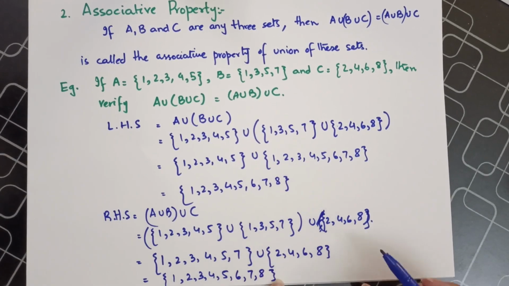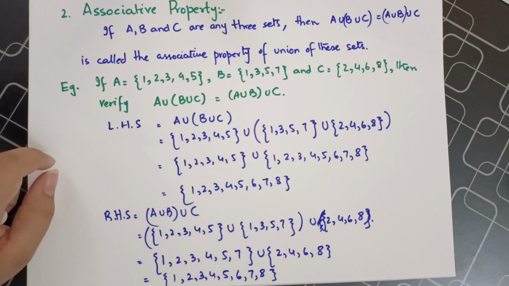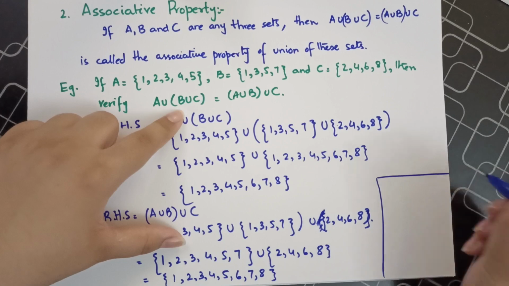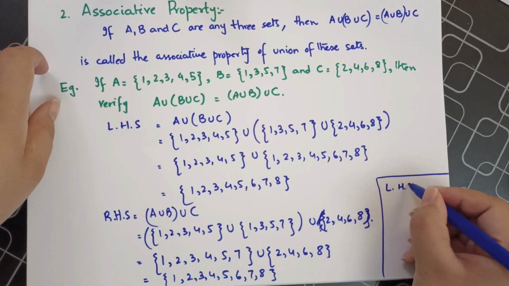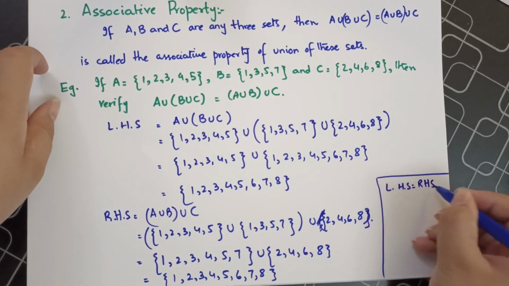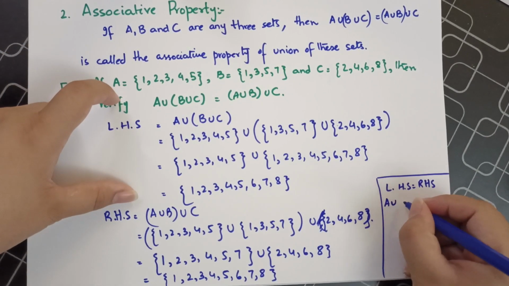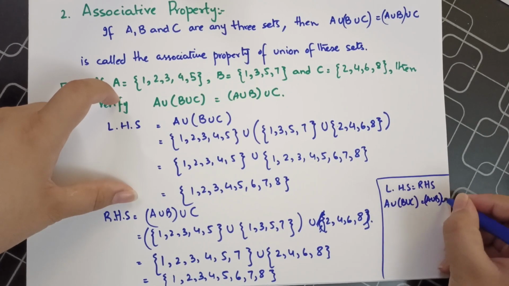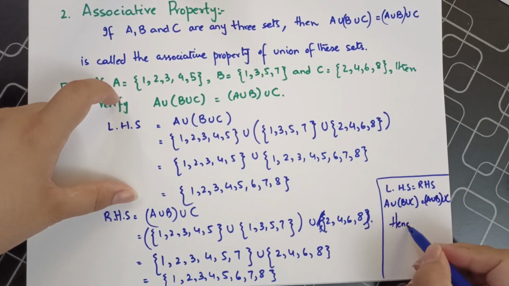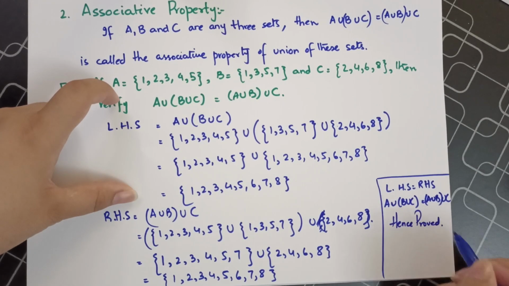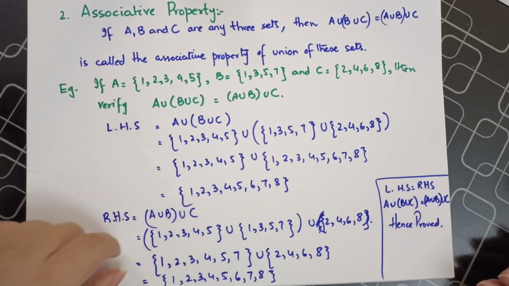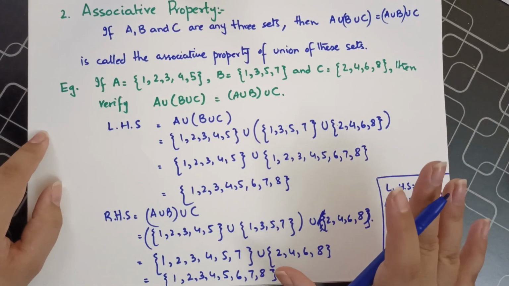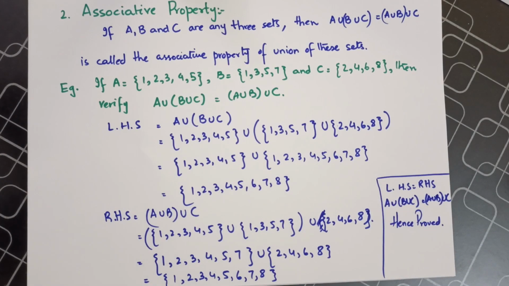So here you can see that the left-hand side is equal to the right-hand side. Okay, here I'm going to write it for you. And so you can see that the left-hand side is equal to the right-hand side, which means that A union (B union C) is equal to (A union B) union C. Hence proved, or hence verified. You can write both. Okay, so we have completed the associative property. Now let's move towards the third property.